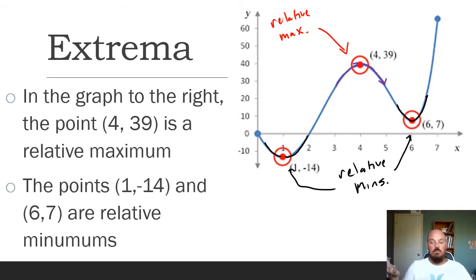You can have more than one. You can have more than one relative max also, we just didn't in this picture. So they're kind of like the bumps. Anytime there's a bump or a turn upwards, or like you could think of them as peaks and valleys, the topmost points are called relative maximums, and the valleys, the dips, the bottommost points are called relative minimums.